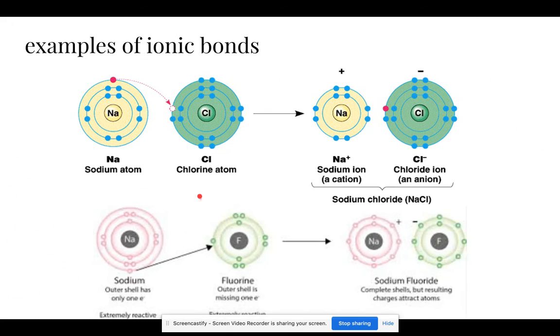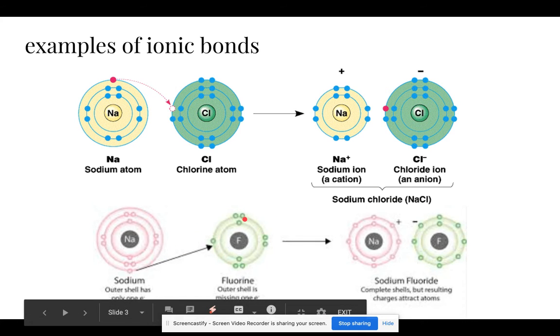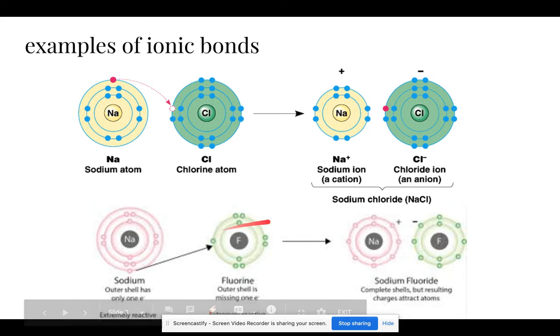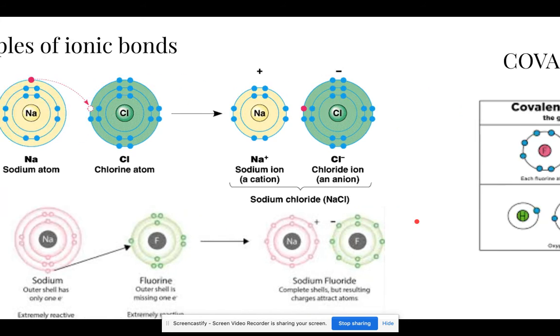So let's get some examples. Here's the same example that I showed you in the past, our sodium and our chlorine. We have our electron coming over here, and this is a cation because it got rid of the electron and it has a positive charge, and this is an anion because it has a negative charge. Another example of this is sodium fluorine. We have our sodium with our 1 extra and our fluorine with only 7 valence electrons. So it's going to say, give me that valence electron, and it's going to come over here. Our sodium is going to have a positive charge and our fluorine is going to have a negative, and these opposite charges attract each other.